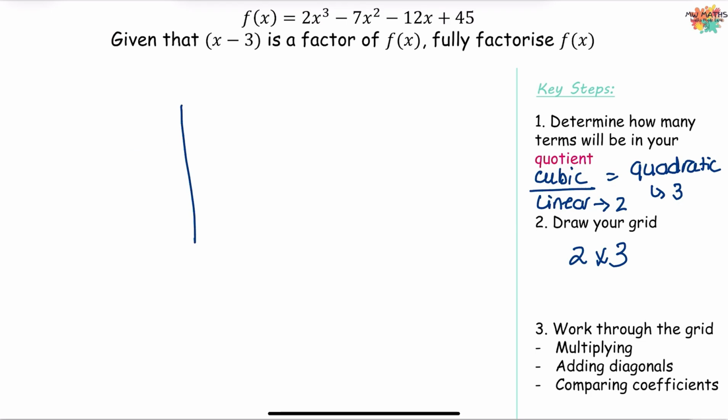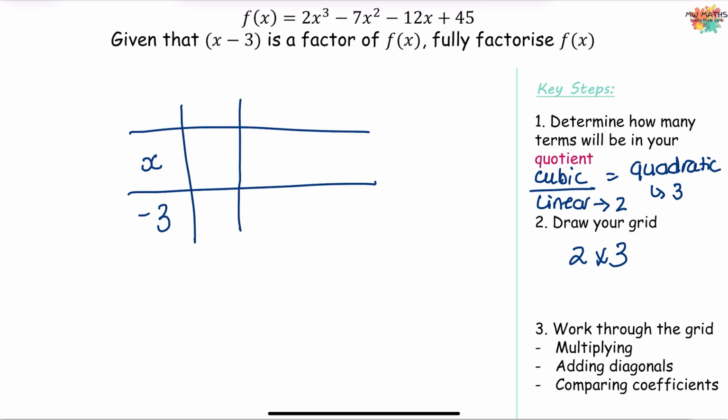Okay, so let's draw that out. What would that look like? So here's my 2 rows. This is going to be for my linear factor. I've got an x and I've got a -3. So those are the 2 components of my linear factor, and each of them is going to go in their own box. Now we've decided that a cubic divided by a linear is a quadratic, so that is 3 terms. So 1 column for your ax squared stuff, another column for your bx, and then the final column will be for your c.